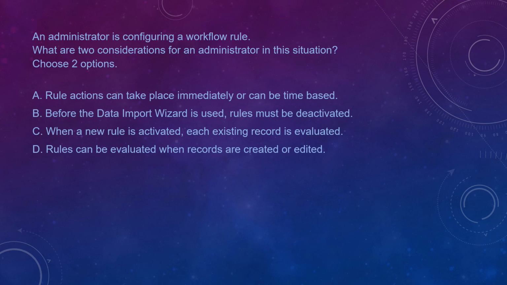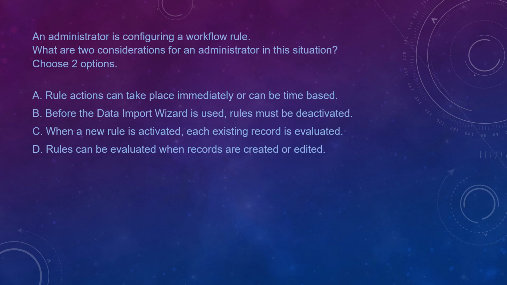So A says rule actions take place immediately and can be time-based. This is correct. That's one of our good answers. So B, before the data import wizard is used, rules must be deactivated. That's incorrect. The data import wizard will still run with the workflow rules. C, when a rule is activated, each existing record is evaluated. That's incorrect. Workflow rules can be triggered at any time a record is saved or created, so it doesn't go back. Someone has to edit the record and then it will trigger it.